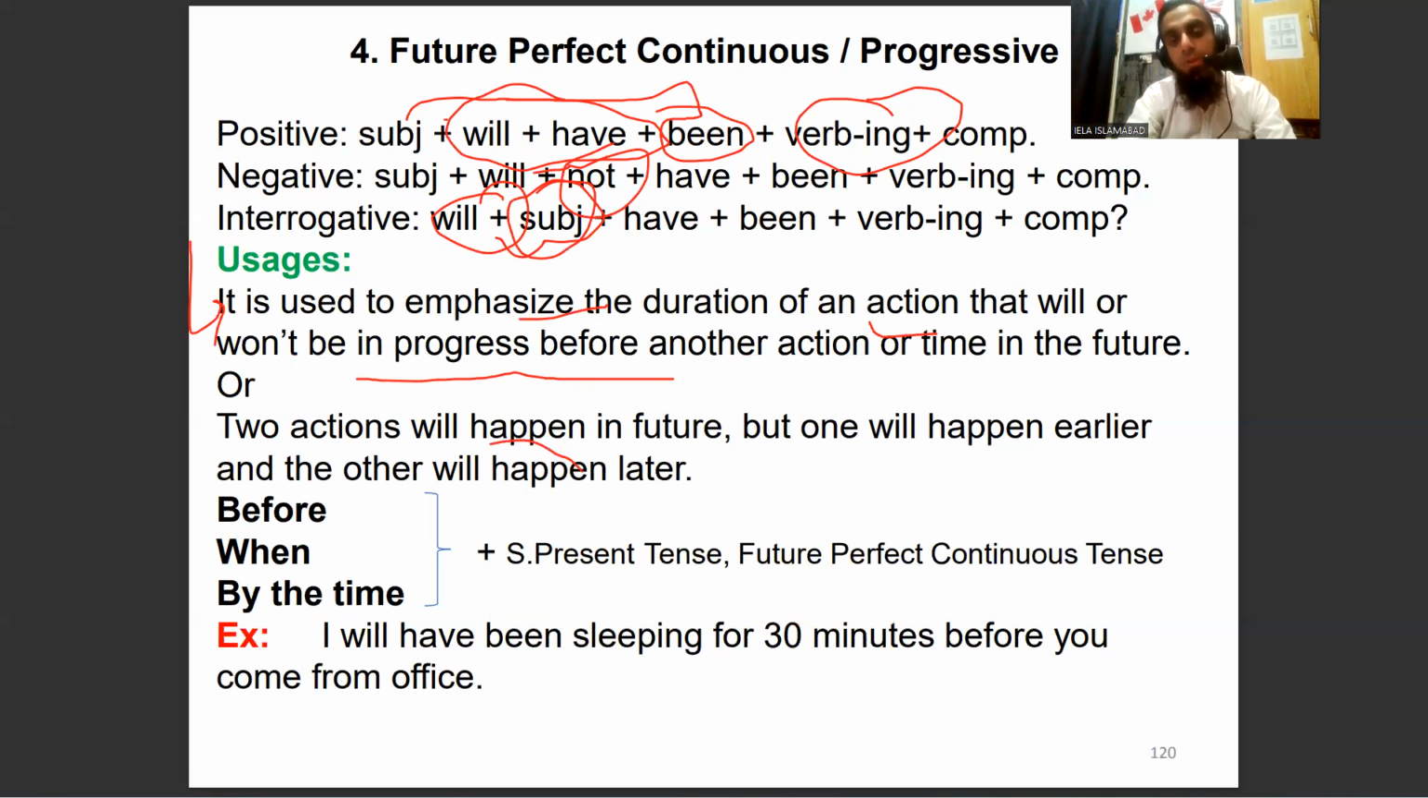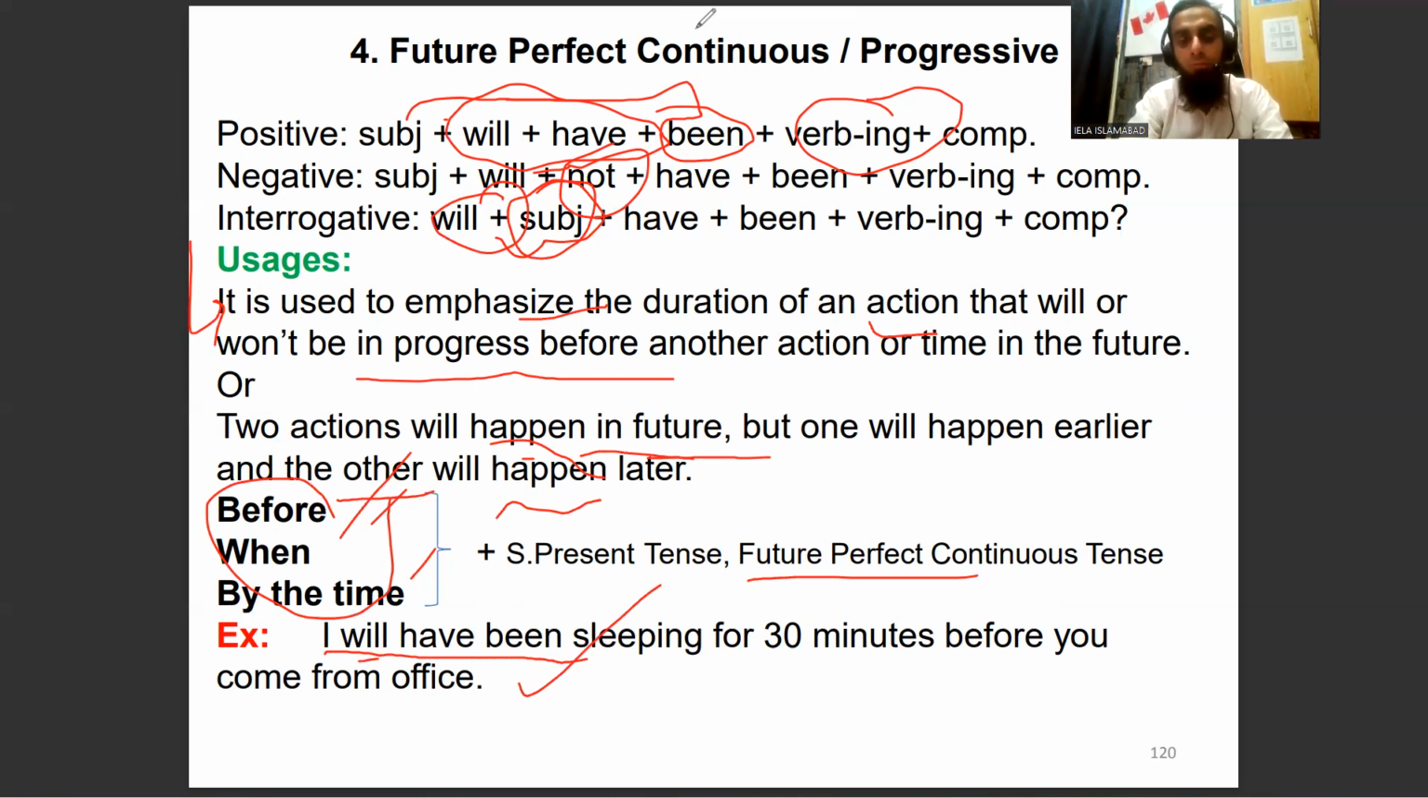Two actions will happen in the future, but one will happen earlier and the other will happen later. Now, for the earlier and later situation, words like before, when and by the time mostly have a similar kind of behavior. Whatever comes after these words, we can use simple present tense, and then future perfect continuous tense. For example, I will have been sleeping for 30 minutes before you come from office, right?